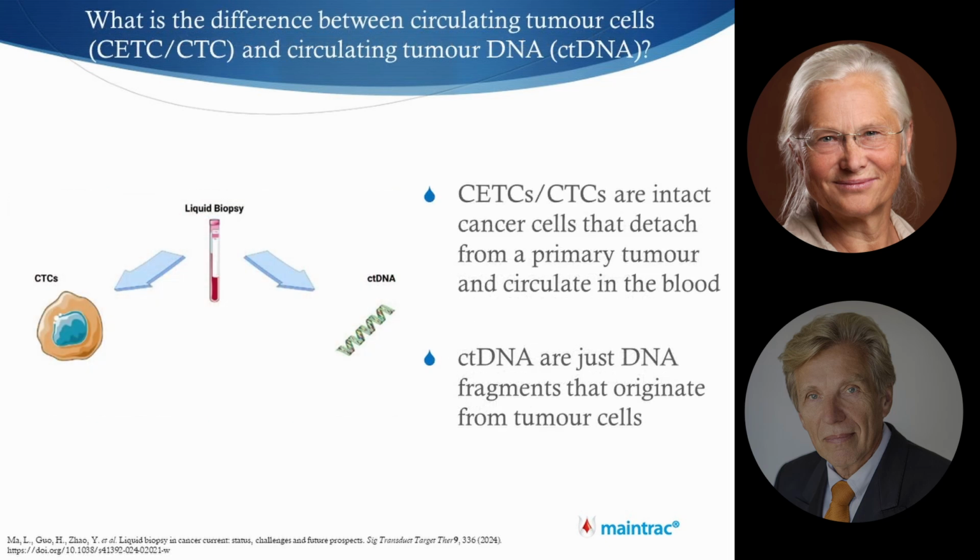Another frequently asked question is, what is the difference between the circulating tumor cells and the circulating tumor DNA, which is called ctDNA? What we detect in the blood, in the liquid biopsy, is intact cancer cells that have detached from the primary tumor and circulate in blood, whereas ctDNA is just DNA fragments that originate from tumor cells. So we can detect really the living cells that have detached from the tumor.